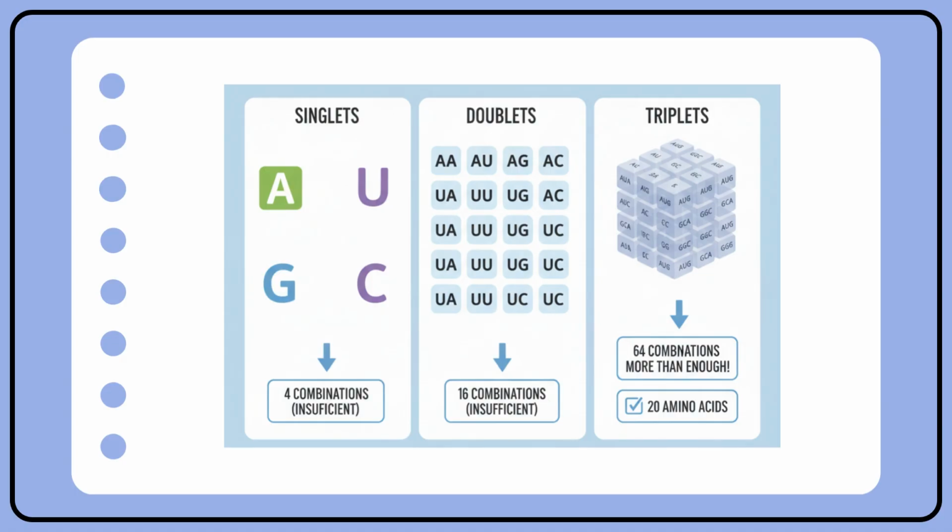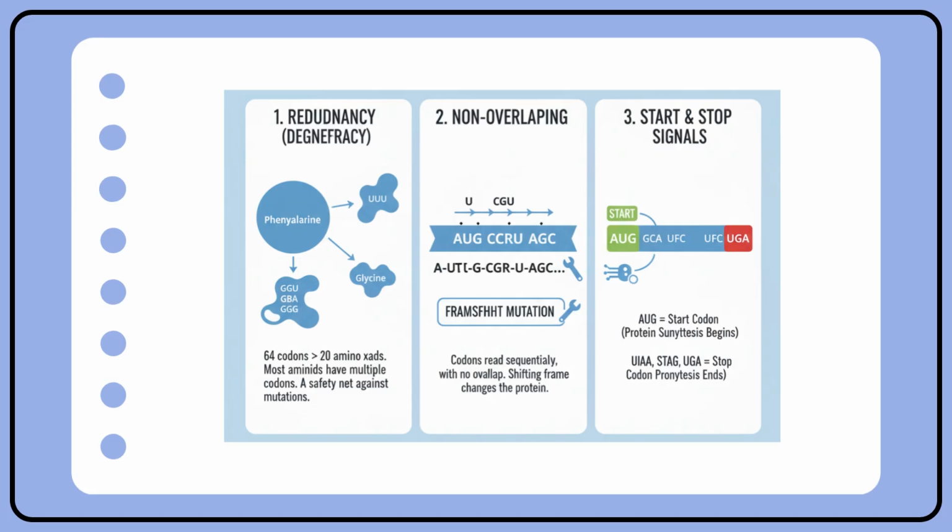This excess leads to some of the code's most important features. First, redundancy or degeneracy. This is the most critical feature. Since we have 64 codons but only 20 amino acids, most amino acids are coded by more than one codon. This is essentially the code's safety net. If a mutation happens and changes a single base, the redundancy means the cell might still end up incorporating the correct amino acid into the protein.